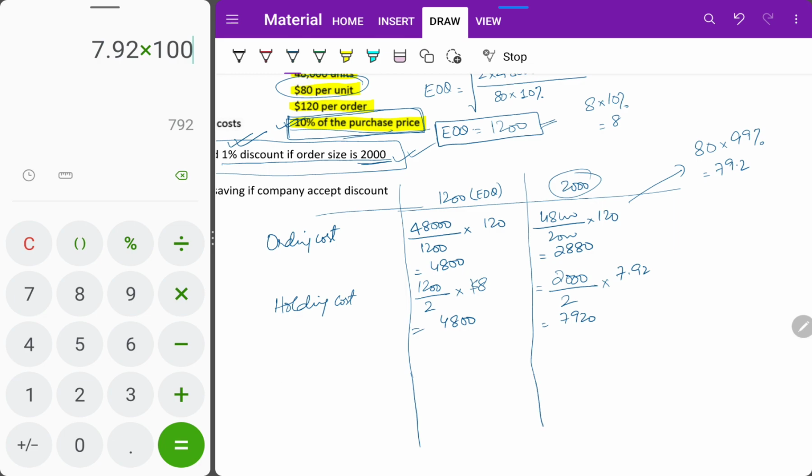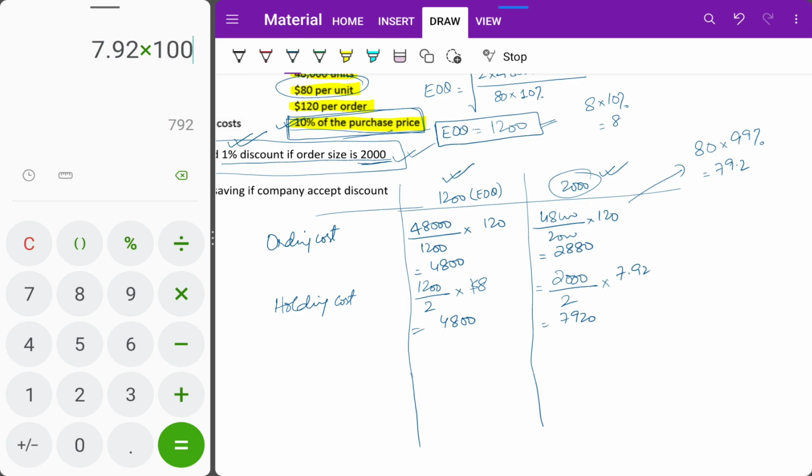For the calculation of total cost, generally we consider only ordering cost and holding cost. But in this case, there is a problem. What is the problem? If you follow the economic order quantity, the company will get material at $80 per kg or per unit. But if the company orders 2000 kilograms or above, the purchase price will not remain the same. Purchase price will reduce by 1%. So obviously this purchase price is also important in decision making, because it's different in both cases.